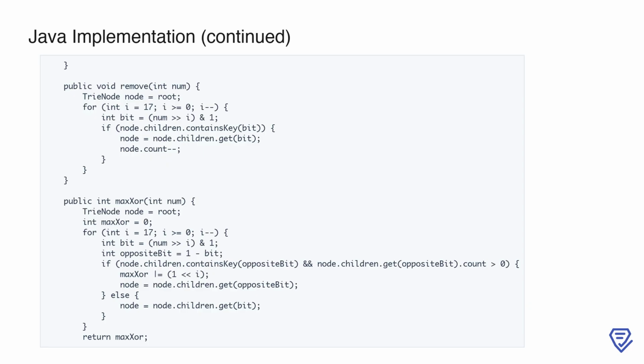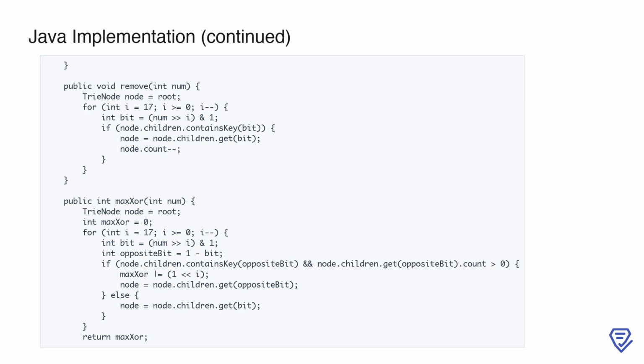The remove method allows us to delete a number from the tree. Similar to insertion, we traverse the tree using the binary representation of the number. At each step, we move to the appropriate child node based on the current bit and decrement its count. This ensures the count reflects the removal of the number.